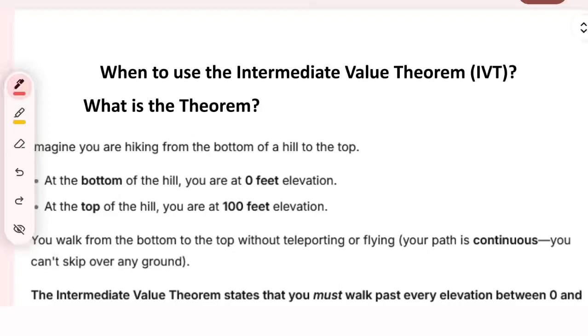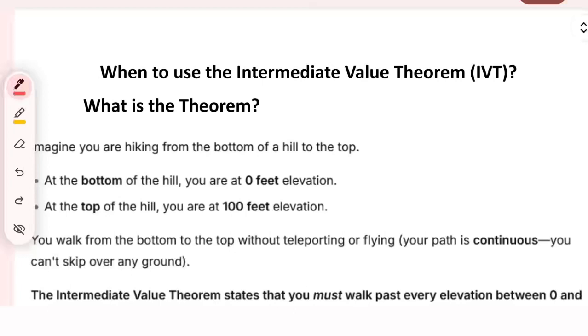Hello. So here's a topic in calculus that some of you may find a little difficult. The topic is the intermediate value theorem, or the IVT. When will you use the intermediate value theorem? Where will you use the IVT? If it is not specified in the problem, when will you use it?